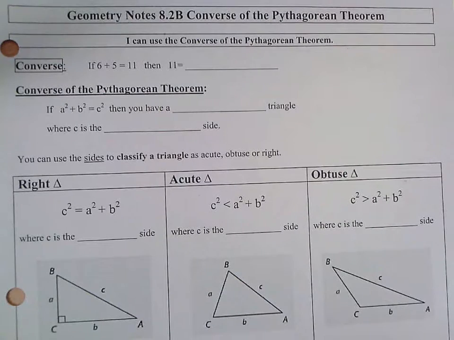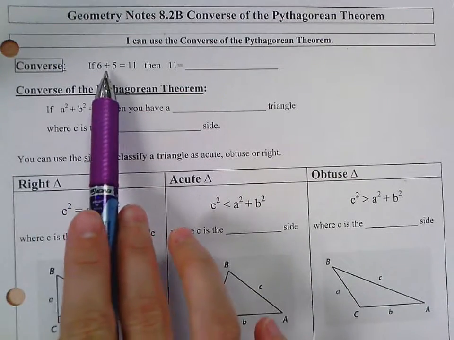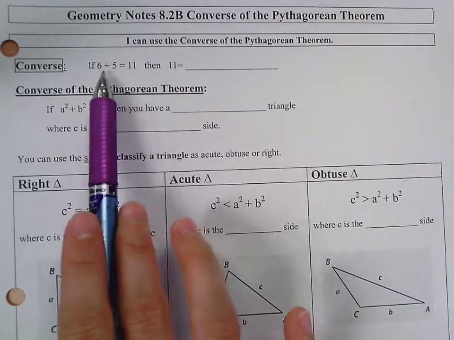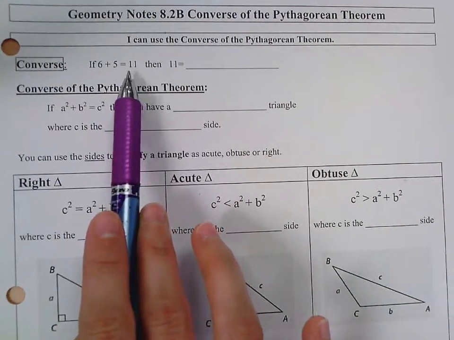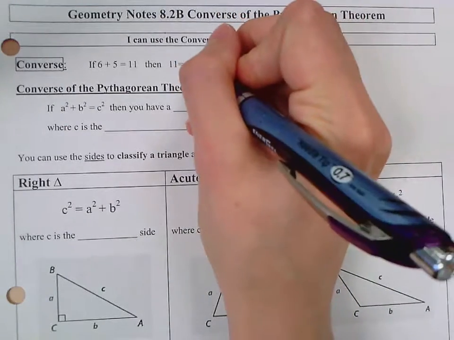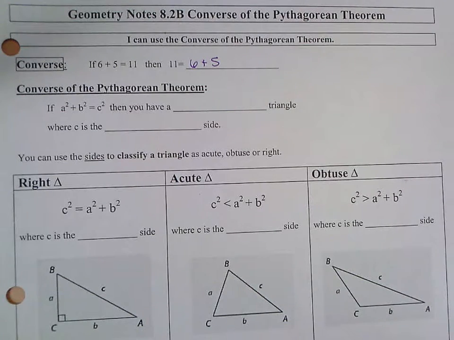And we'll first talk about what converse even means. It's not a shoe. So, what does converse actually mean? If you have this statement, this equation, if 6 plus 5 equals 11, the converse of that would just be flipping it around. So then you could say that 11 equals 6 plus 5. That's the converse, it's just switching it around.